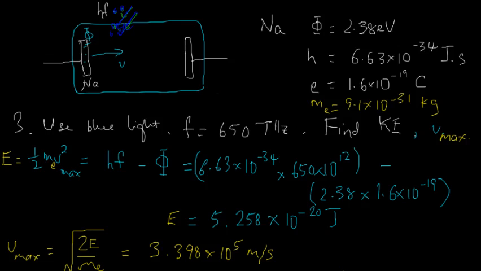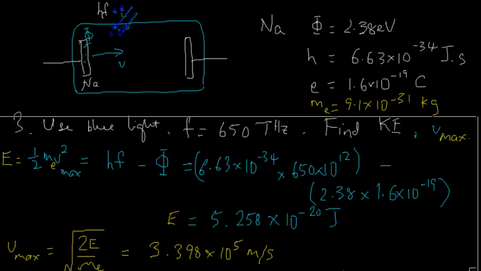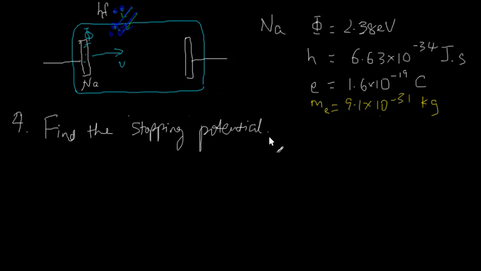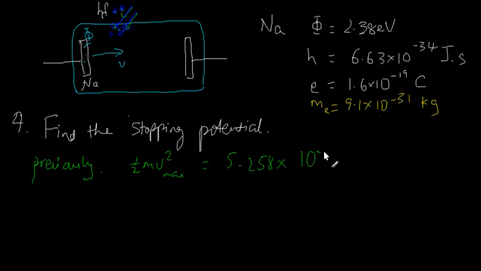And maybe finally, one last bit. Let's try and find the stopping potential that we need to stop this electron. So this will be my final example here. Find the stopping potential. For this, I would need the previous results. Previously, we obtained half mv squared, the maximum KE. We obtained 5.258 times 10 to the power of minus 20 joules.